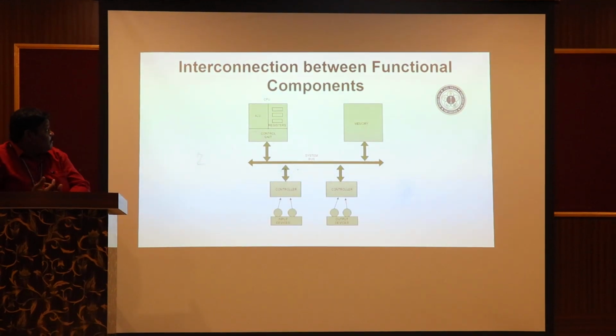So this is the interconnection between functional components. Already we know the functional components: input unit, output unit, next memory, next ALU, another one is control unit. The functional units are interconnected through the system bus. So the system bus is connected through the entire system. This is an example of interconnection between the functional components.